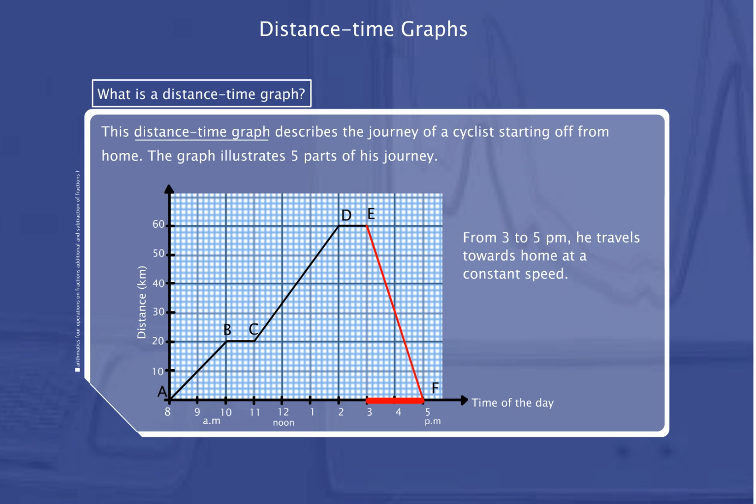From 3 p.m. to 5 p.m., he travels towards home at a constant speed. Notice that the steepest section in the graph is EF. This indicates that he cycles at the fastest speed from 3 p.m. to 5 p.m.